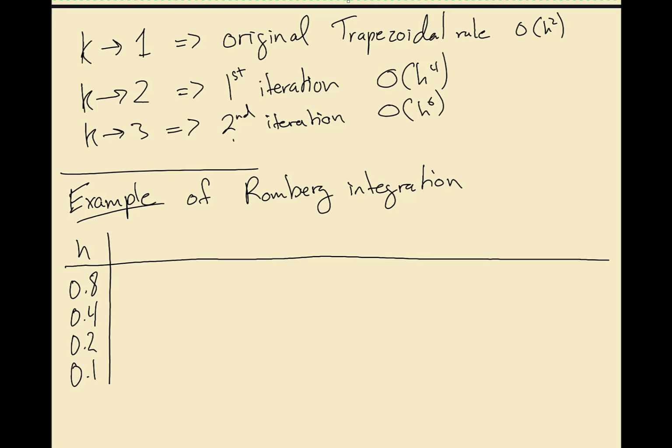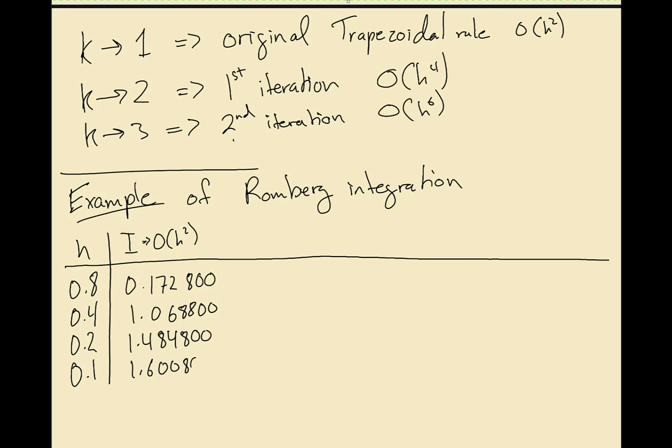And what we're going to do is apply the trapezoidal rule. So this one here is just the trapezoidal rule, where the order of the error is h squared. Okay? You're going to get 0.172800. Then if I use 0.4, I get 1.068800. If I use 0.2, I get 1.484800. And if I use 0.1, I get 1.600800.